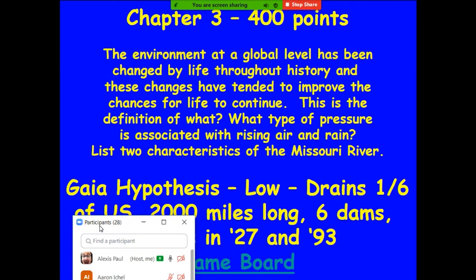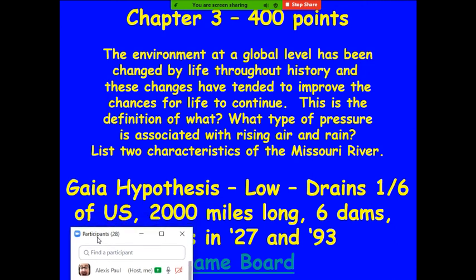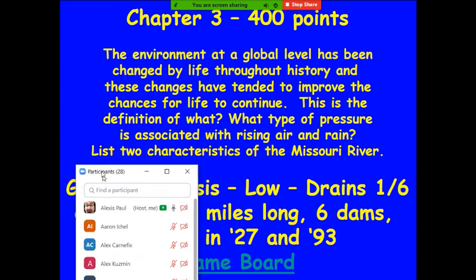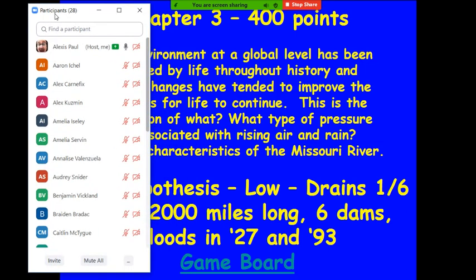Let's see. And the Missouri River drains 1/6 of the U.S. That's crazy. We have a lot of land in this country. It's 2,000 miles long, which is pretty insane because end to end, the U.S. is only like 3,500 miles. It's got 6 dams, and it's had major floods in 1927 and 1993. Okay, that is it for Jeopardy.